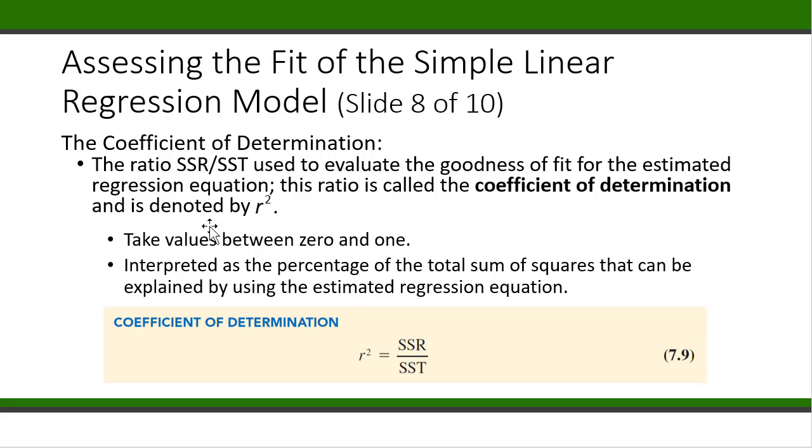And it's denoted by R squared. It takes on a value of 0 to 1, 1 meaning perfect correlation, 0 meaning no correlation. That's what it would be telling you: if you have a coefficient of determination of 0, your x value is not related to your y value at all.